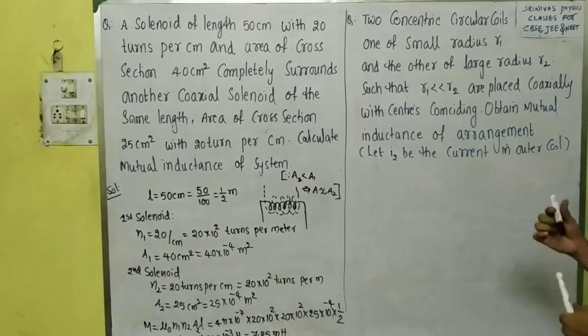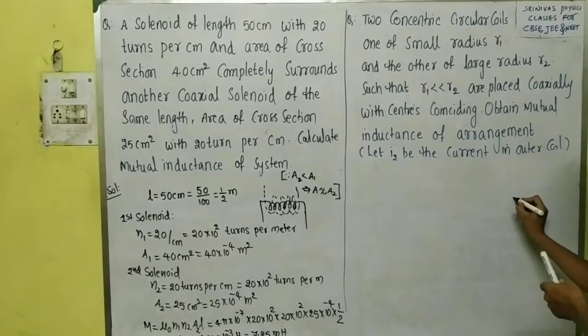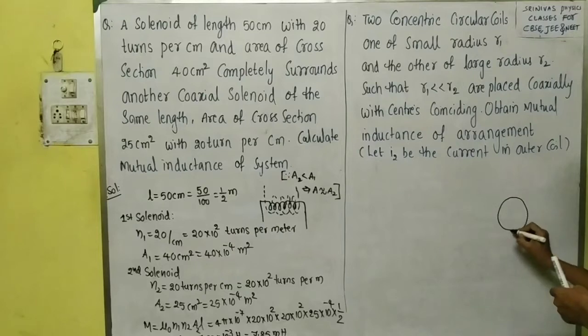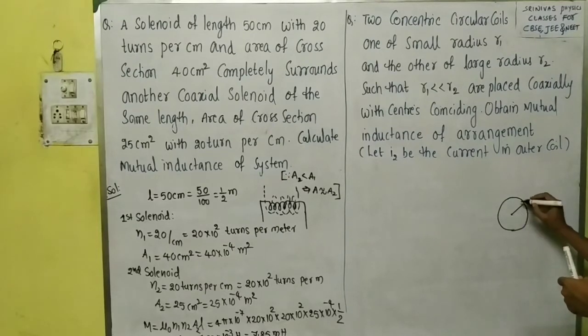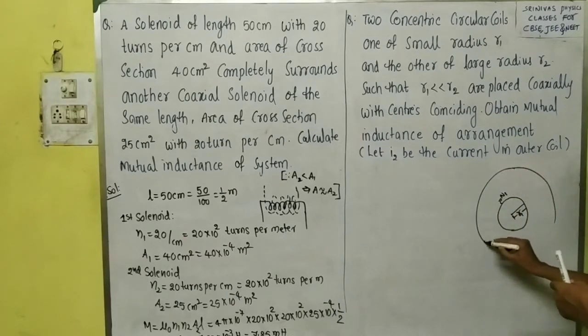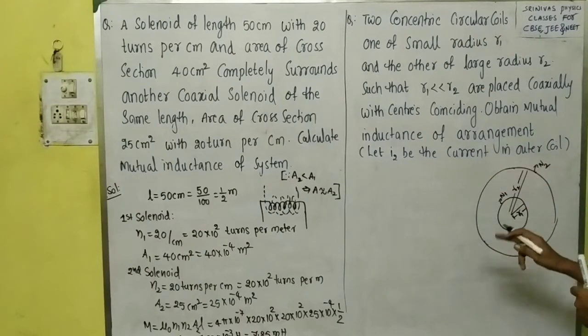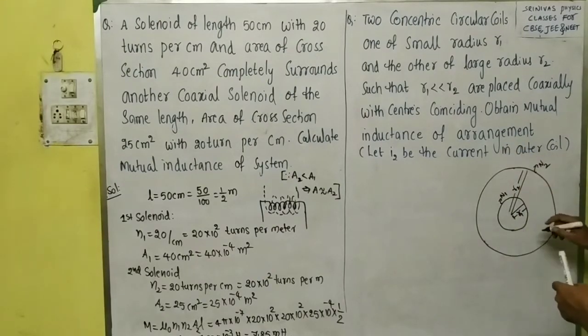It was very simple, and if you did not understand the coaxial solenoids, you can understand it here again. I will explain clearly. This is one coil. This coil has the number of turns N1, and this coil has the radius R1. This is the inner coil, and there is another coaxial coil. This coil has the radius R2 and the number of turns N2, right? And R1 is very much less than R2. Our question is to find the mutual inductance between these two coils.